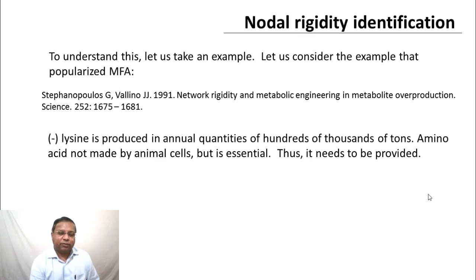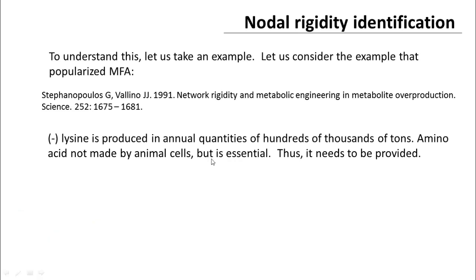And then there was another paper published in Biotechnology and Bioengineering in 1993, which gives some more details. As mentioned earlier, L-lysine is produced in annual quantities of hundreds of thousands of tons, because this amino acid is not made by animal cells but is required for proteins and so on. Therefore, it needs to be provided. That itself gives the reason for the large production of lysine.